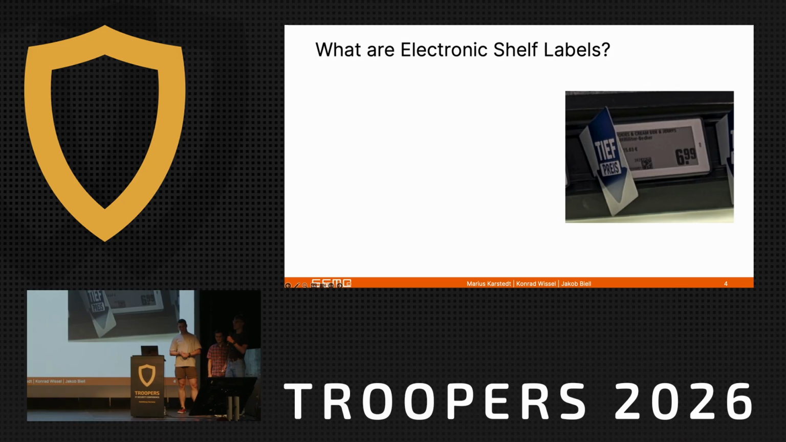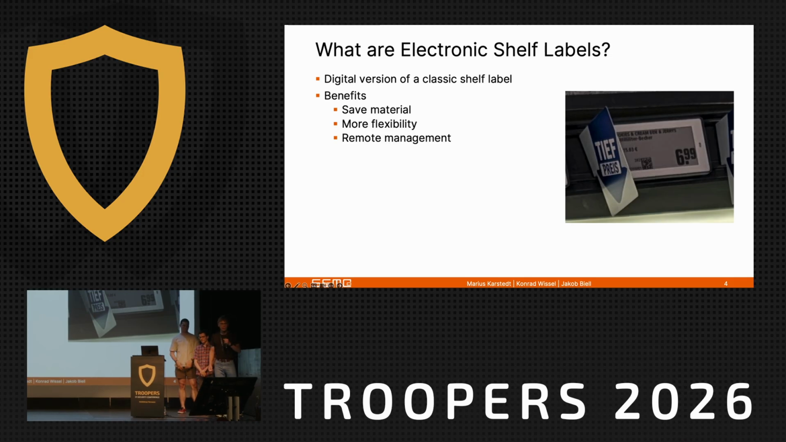So some words about electronic shelf labels, what they are. I already said they are coming more and more often, and they replace the classic version of a shelf label. They bring some benefits because you might save material. When you change something, you can do that more flexibly, and you also have the possibility to do that remotely and set up a schedule. For example, make alcohol more expensive on Friday evening or so.